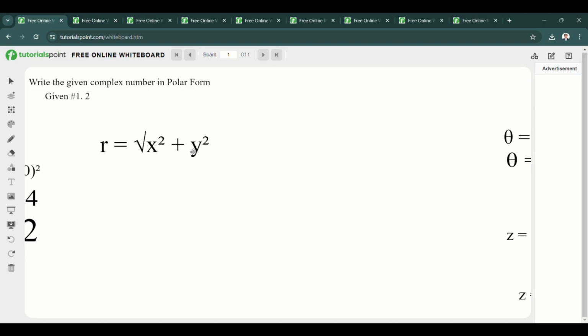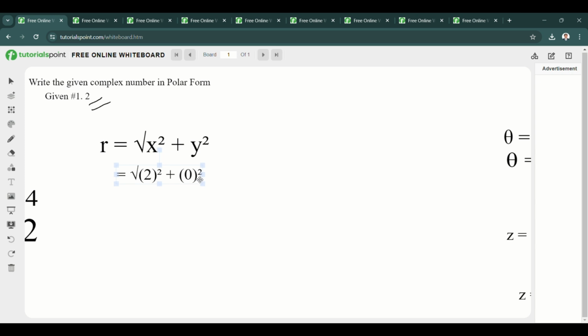So let's start. Write the given complex number in polar form. In number 1, the given is 2. 2 is a real number. So we will substitute 2 in x here, in the equation x equals the square root of x squared plus y squared.